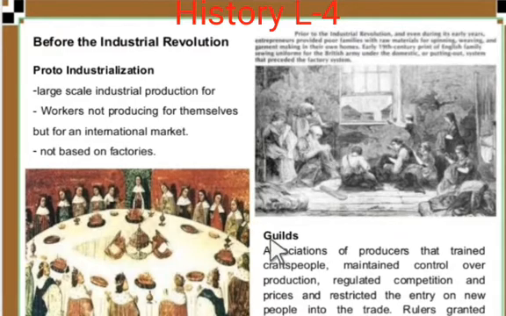There was a guild system, which means the association of the producers that trained craftspersons and maintained control over the production, regulated the competition and the prices, and restricted the entry of new people into the trade. And rulers granted different guilds the monopoly right to produce and trade in specific products. So there was a guild system.